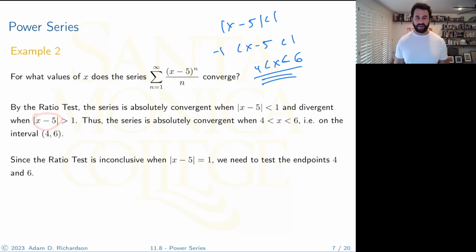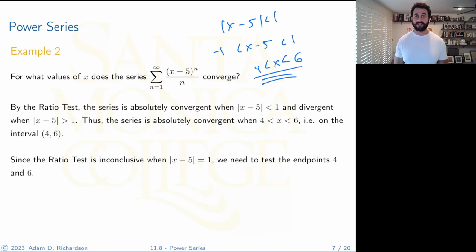We also know that when the size of x minus 5 is bigger than 1, the series diverges. So it diverges if x is bigger than 6 or less than 4. However, we don't know what happens when that's equal to 1. So because we don't know what happens when it's equal to 1, we have additional work that we need to do. We need to test the endpoints.